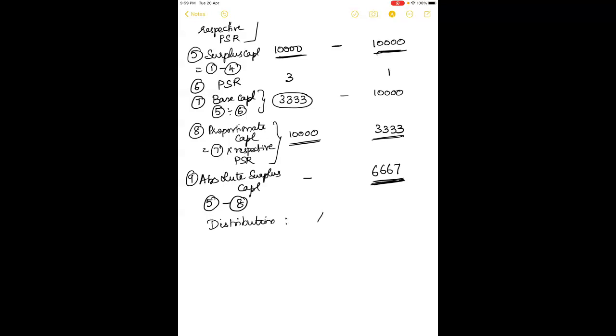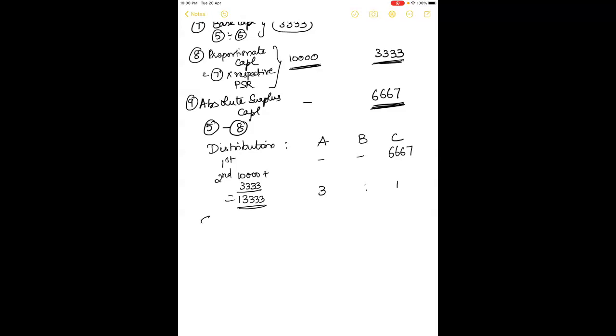I'll tell you how the distribution should take place. A, B and C. First, nothing to A, nothing to B. First we have to settle 6,667, and then next up to the tune of this step, that is 10,000 plus 3,333. So that gives you 13,333. You will divide it in the ratio of 3:1 between A and C. Till you settle 13,333, nothing can be given to B.